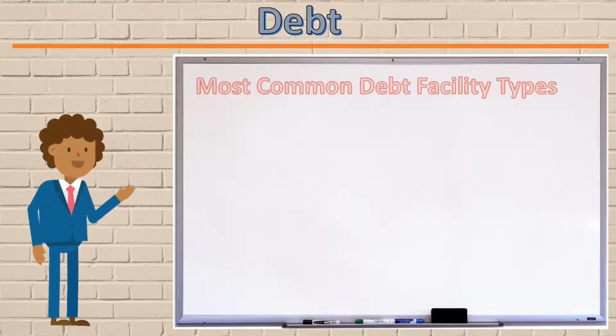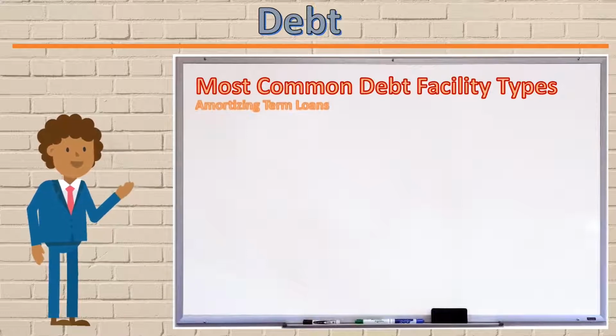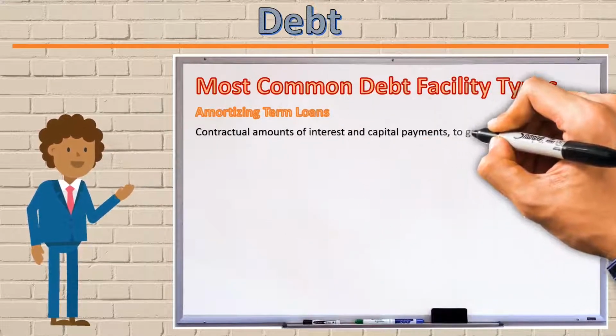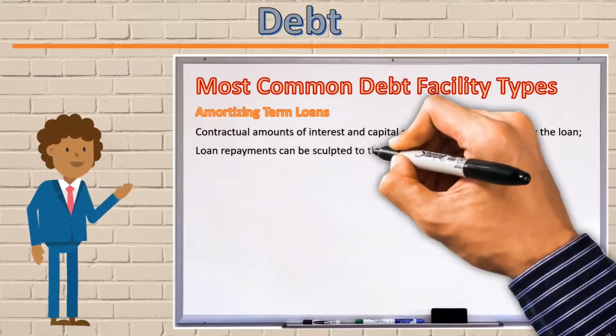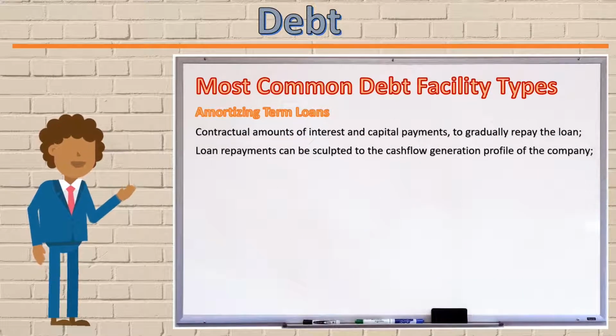The most common types of debt facilities are amortizing term loans. These facilities are usually provided by banks. They entail the payment of contractual amounts of interest and capital to the lender in order to gradually repay the loan over its life. These loan repayments can be sculpted to match the cash flow generation profile of the company.